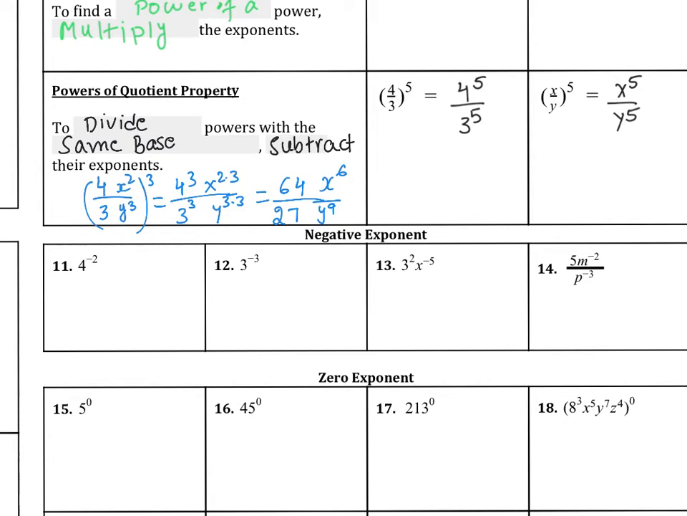So the property for that is that you're going to make it 1 over, and to make it 1 over, the negative 2 becomes positive 2. And 4 to the power 2 is 16, so it's going to be 1 over 16. 3 to the power negative 3 becomes 1 over 3 to the power 3, and that is 1 over 3 times 3 times 3, which is 27.